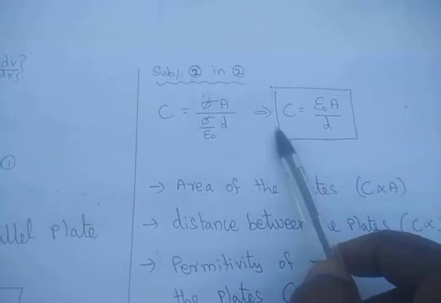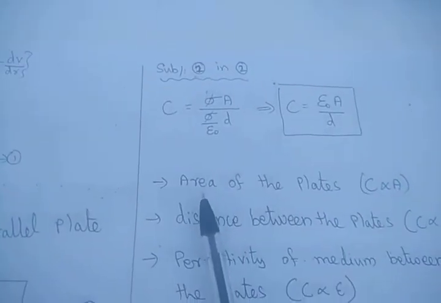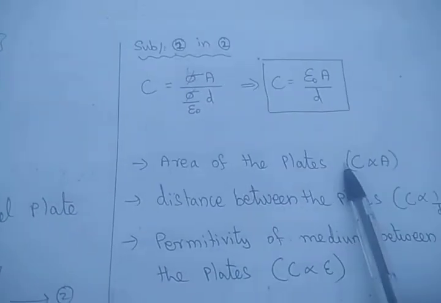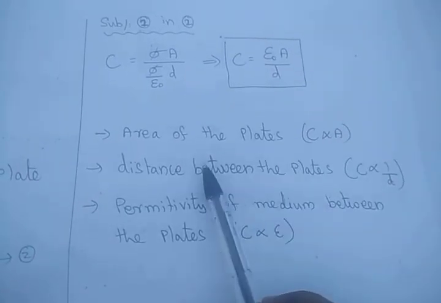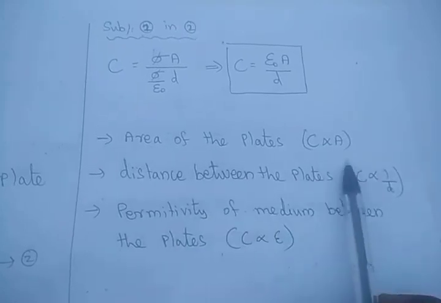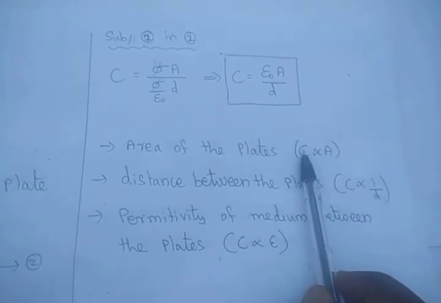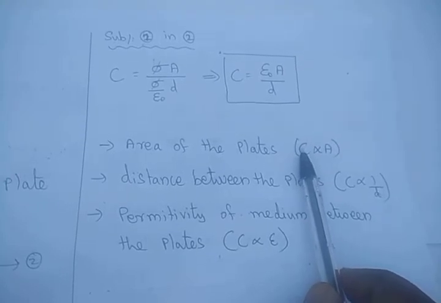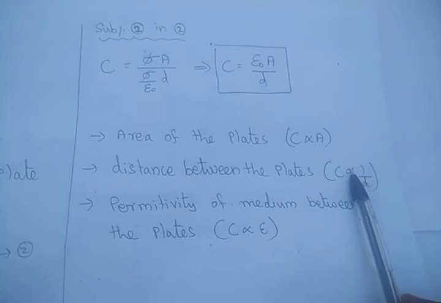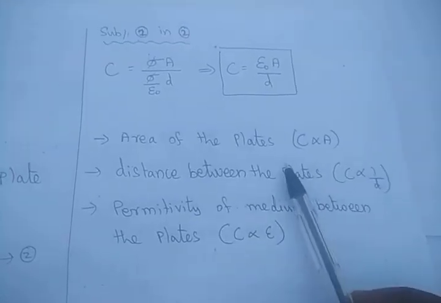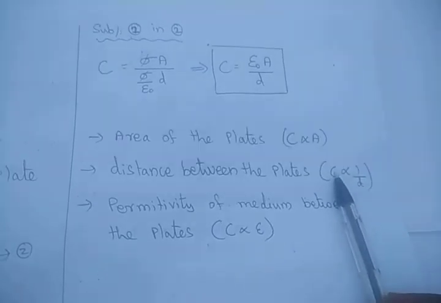Hence, the capacitance of the parallel plate capacitor depends upon the following factors. What are all the factors? The area of the plates: it is directly proportional to the area of the plates and inversely proportional to the distance between them. When the area increases, capacitance increases, that means the amount of charge stored increases. When the distance between them is very small, the amount of charge increases. When the distance decreases, capacitance increases.